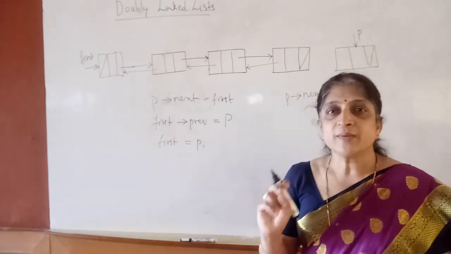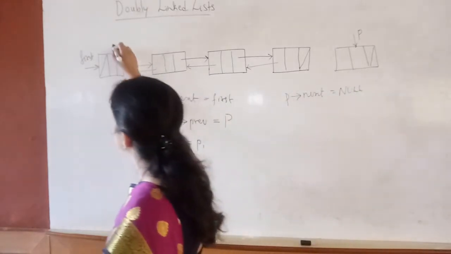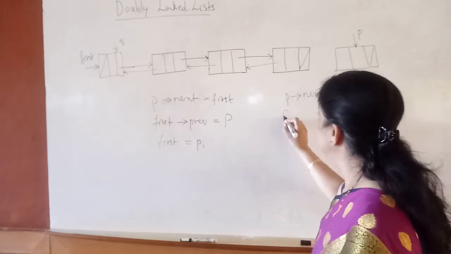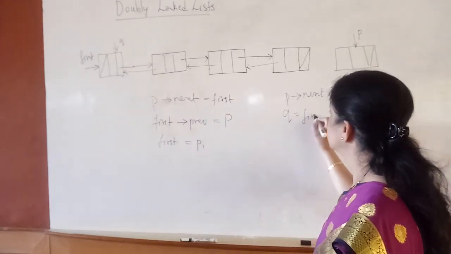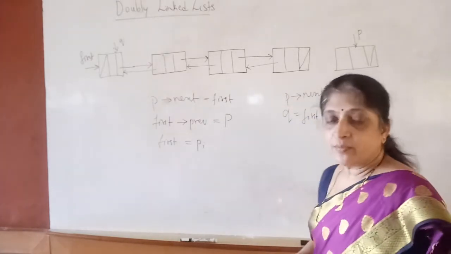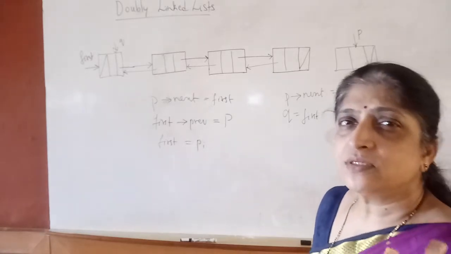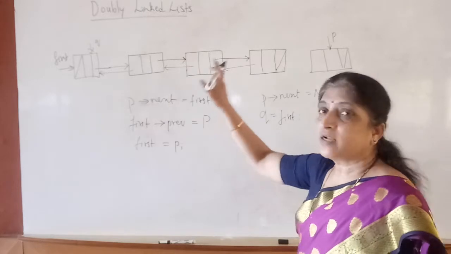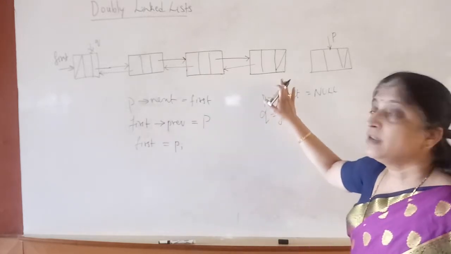So we use a temporary pointer Q. I make Q point to this. That is, I write Q is equal to first. Now I have a temporary pointer Q pointing to this. I have to just go on traversing till I find the last node.